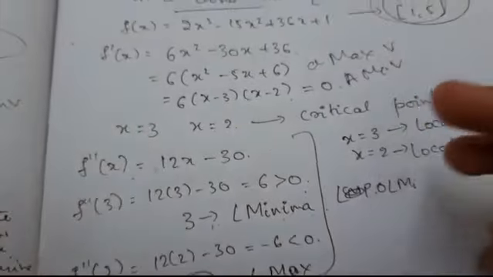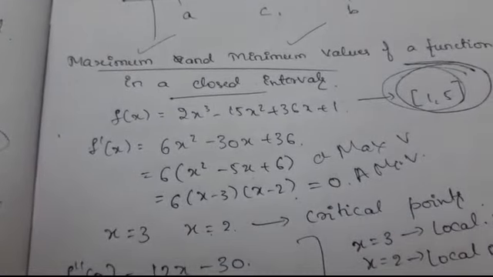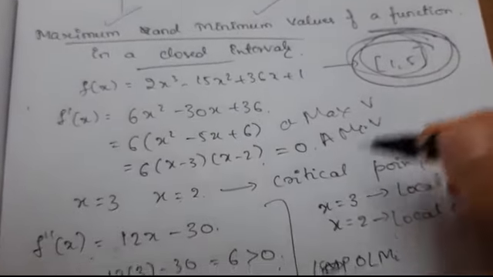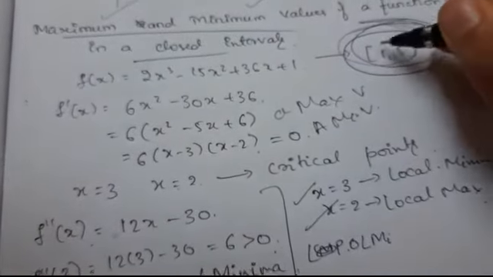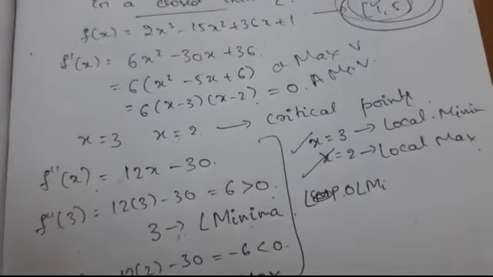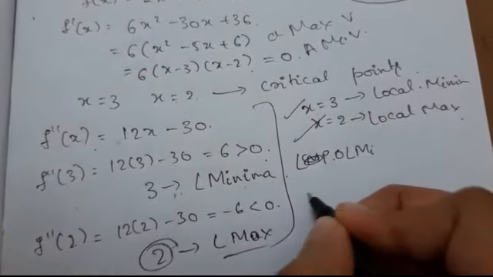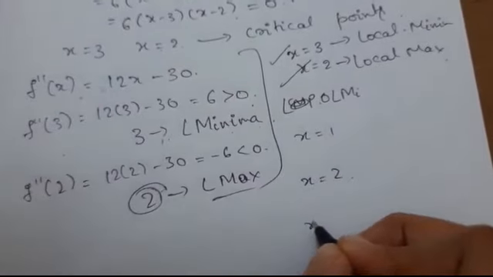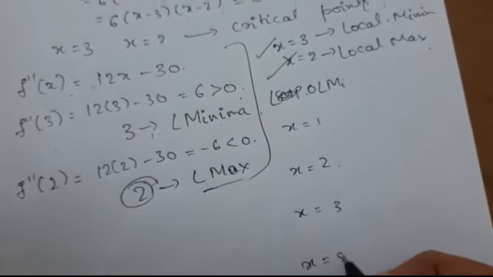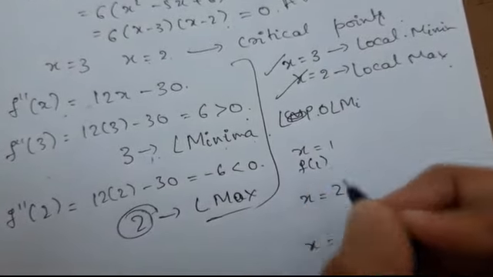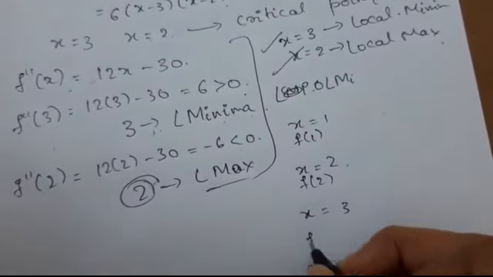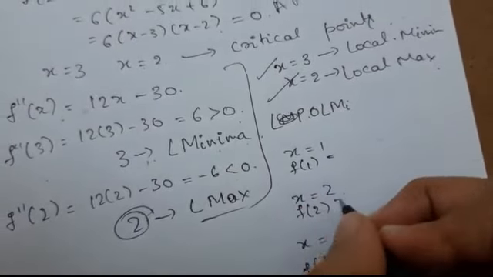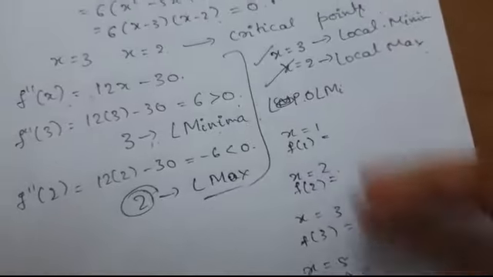When it comes to finding the absolute maximum and minimum values within the closed interval, along with the critical points, we are going to include the extreme points, that is 1 and 5. That is, we are going to include the values x is equal to 1, x is equal to 2, x is equal to 3, and x is equal to 5. So we are going to find the values of f of 1, f of 2, f of 3, and f of 5.